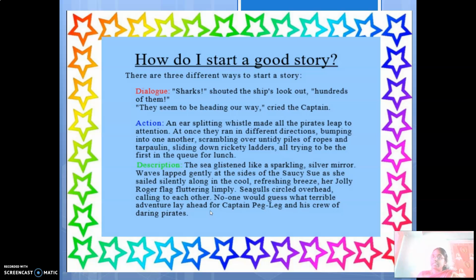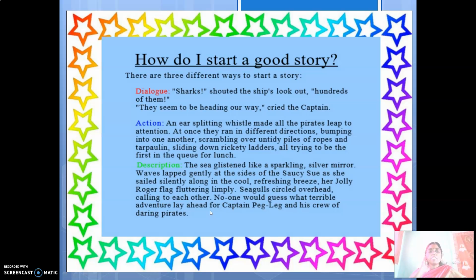Now, how do I start a good story? So I have actually decided the settings. I had a character also. Now, how do I start a good story? There are 3 different ways to start a good story. One is dialogue. Dialogue: Shark! Shouted the ship's lookout. Hundreds of them. They seem to be heading our way, cried the captain. So these are the dialogues which they say. See the punctuation within double quotes. Within double quotes. Right? Can you see my hands? Within double quotes.